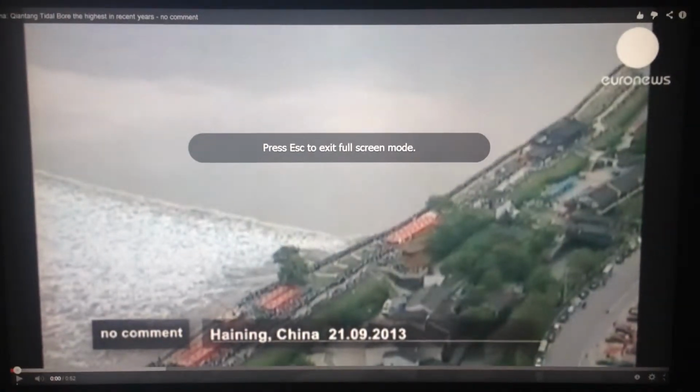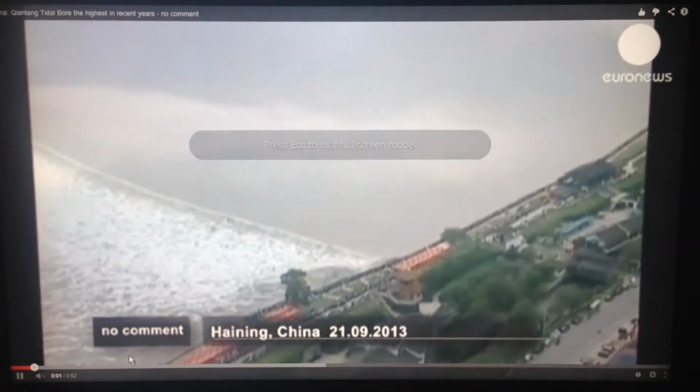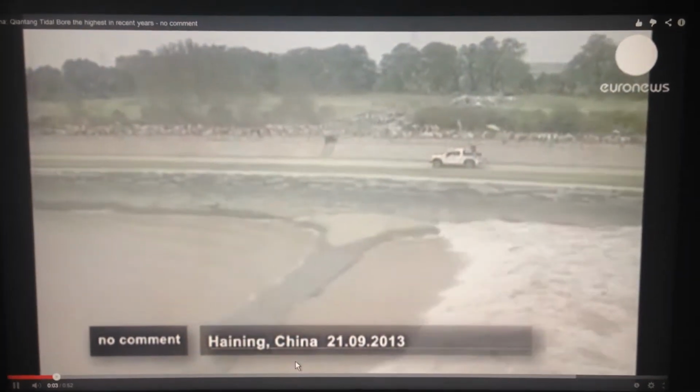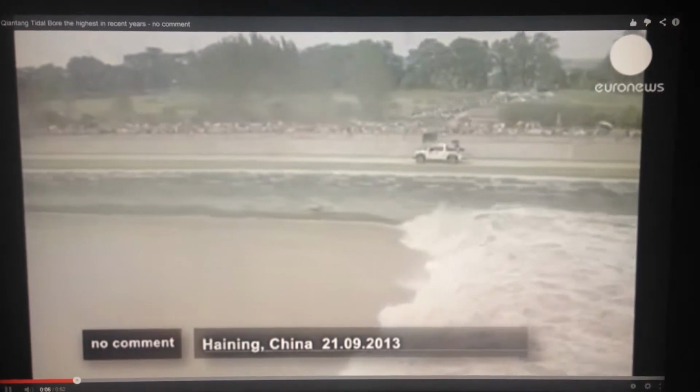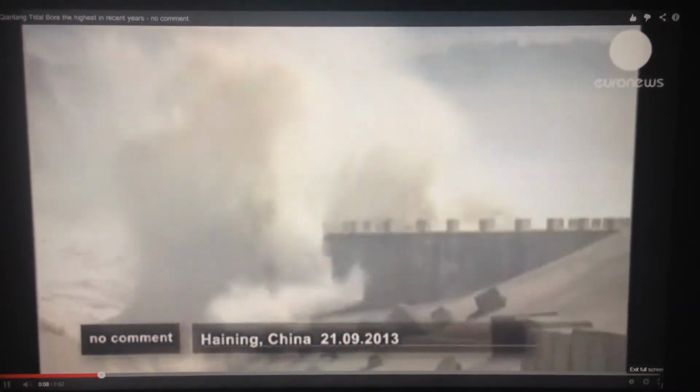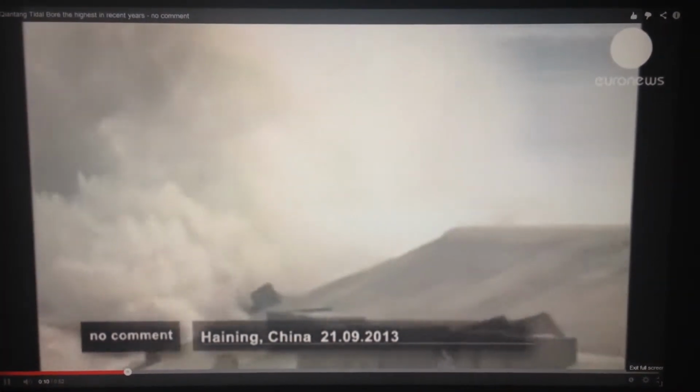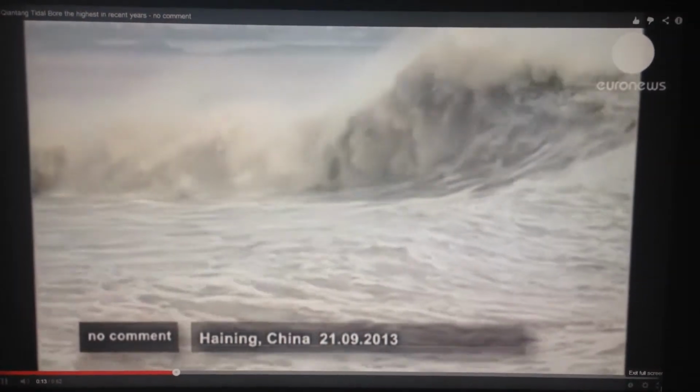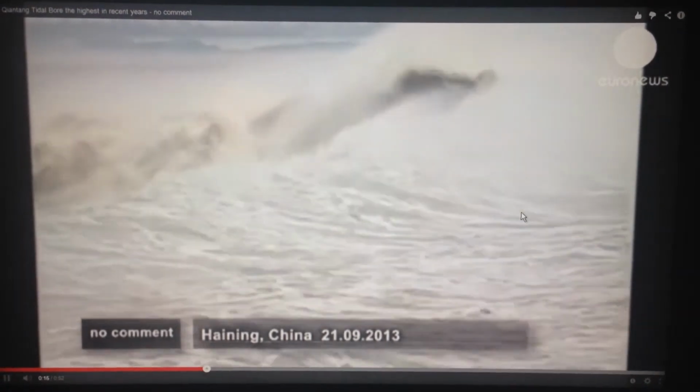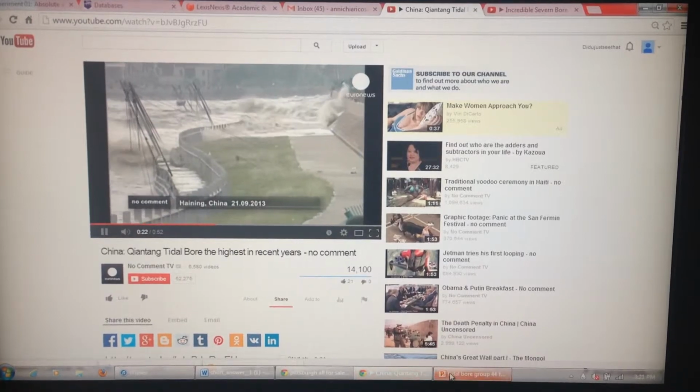And this occurs in places like Qiantang, like the Severn River, and also in places like the Bay of Fundy. And you can see here that it has a large destructive force, and understanding these tidal bores can be beneficial from an engineering standpoint. So back to our PowerPoint.